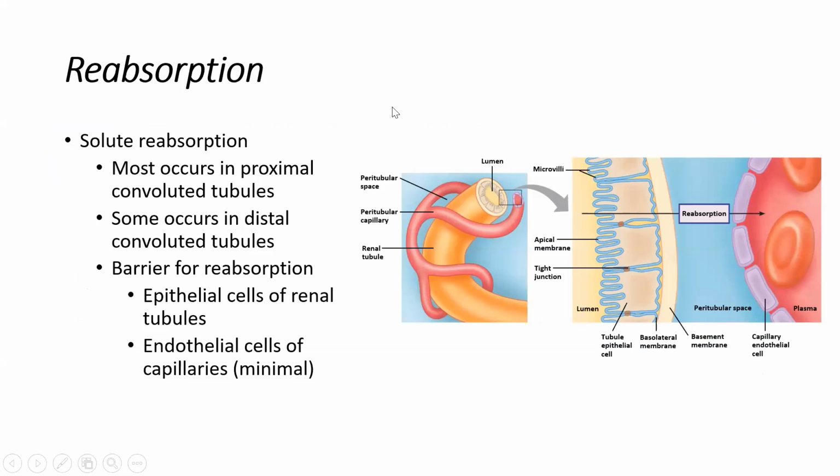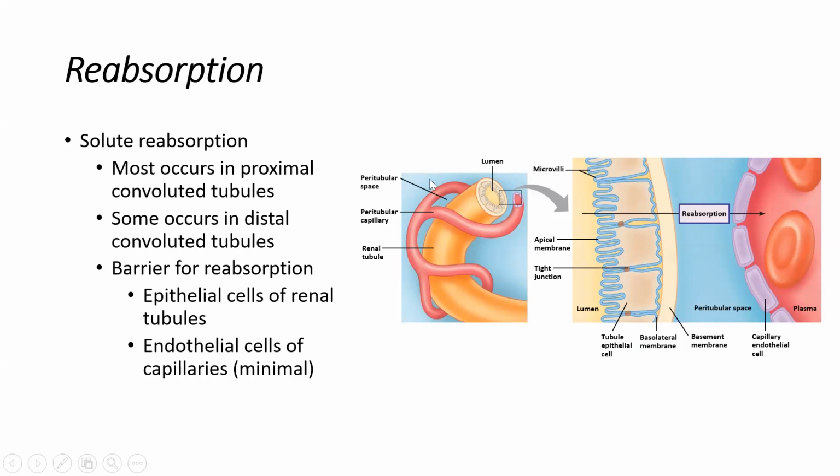So solute reabsorption, most of it occurs in the proximal convoluted tubule. Some of it occurs in the distal convoluted tubule. We'll talk about that later on. And so we want to describe the barriers for reabsorption in a very similar way to how we talked about the barriers for filtration, those three structures that we talked about previously. We want to here identify the barriers for reabsorption. And the barriers are the epithelial cells of the renal tubule and the endothelial cells of the peritubular capillaries.